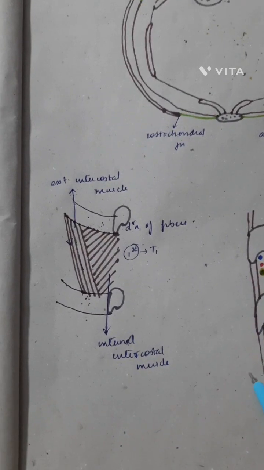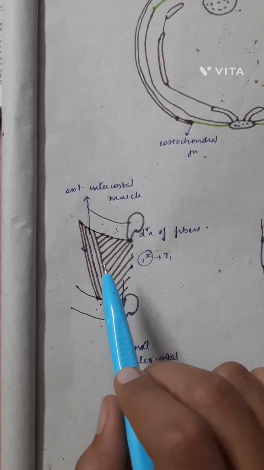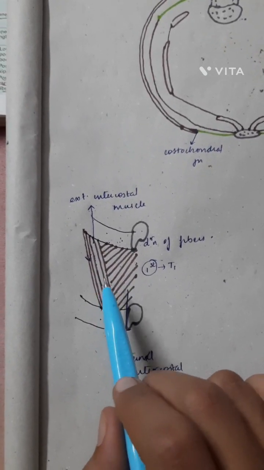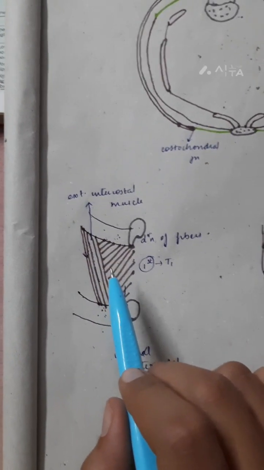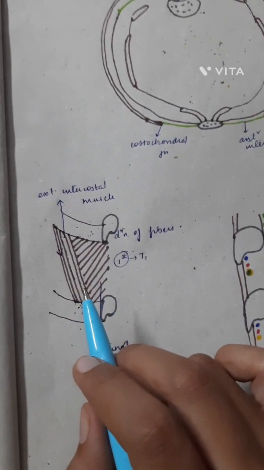Now talking about the nerve supply, it is supplied by the nerve of the corresponding intercostal space, and its action is to help in the elevation of the rib during inspiration.